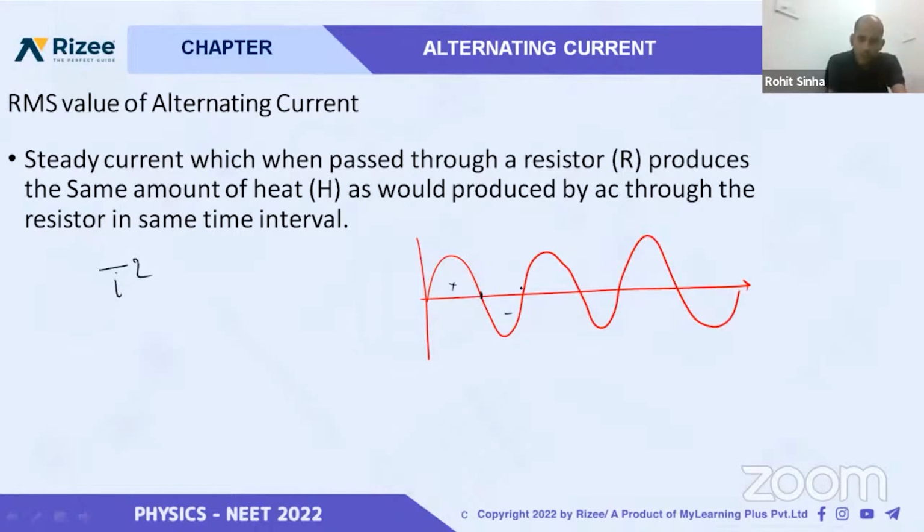If we square it, what will happen? This negative will come to positive. This negative will come to positive. Okay, we square it, what will happen? It will come to be positive.